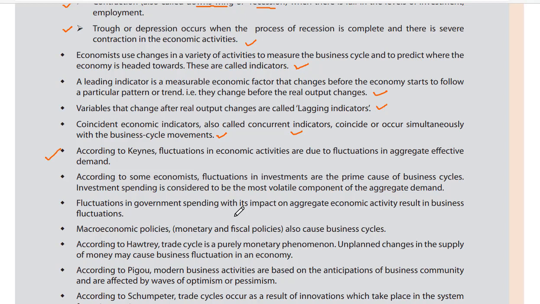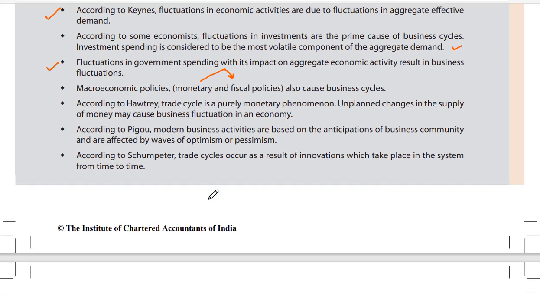According to Keynes, fluctuations in economic activities are due to fluctuations in aggregate effective demand. According to some economists, fluctuation in investment are the prime cause of business cycles. Investment spending is considered to be the most volatile component of aggregate demand. Fluctuations in government spending, with its impact on aggregate economic activity, result in business fluctuations. Macroeconomic policies, monetary and fiscal policies also cause business cycles.